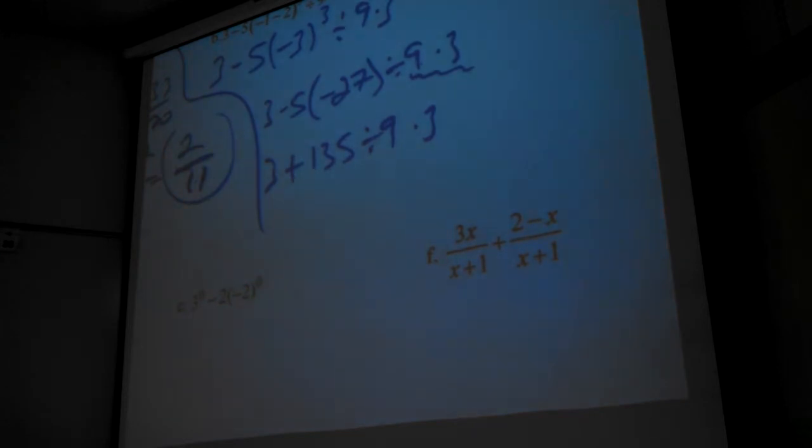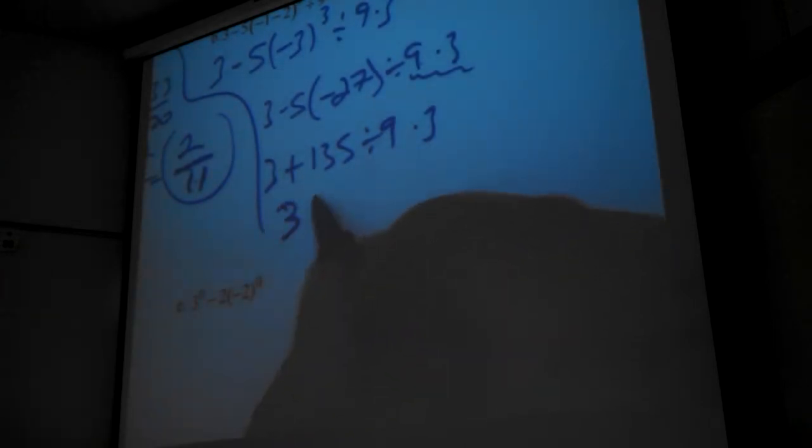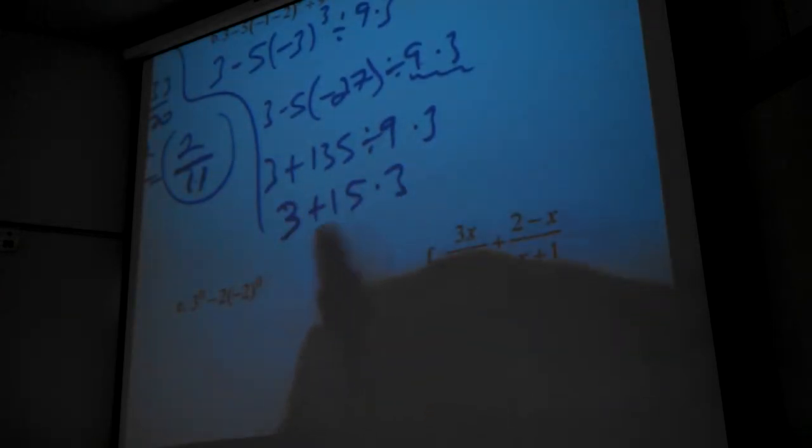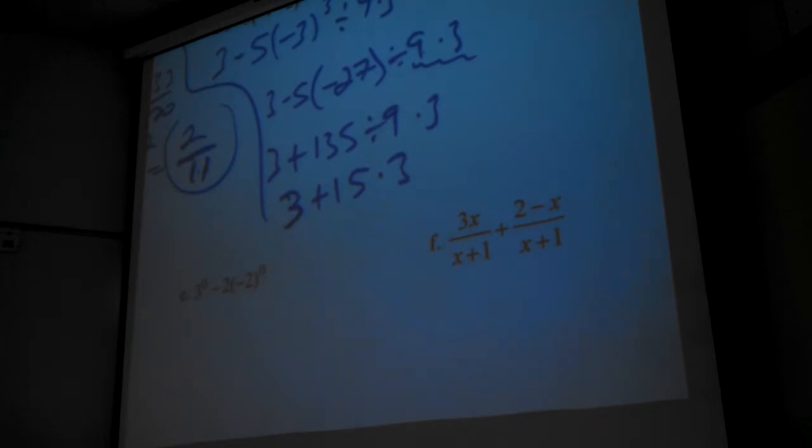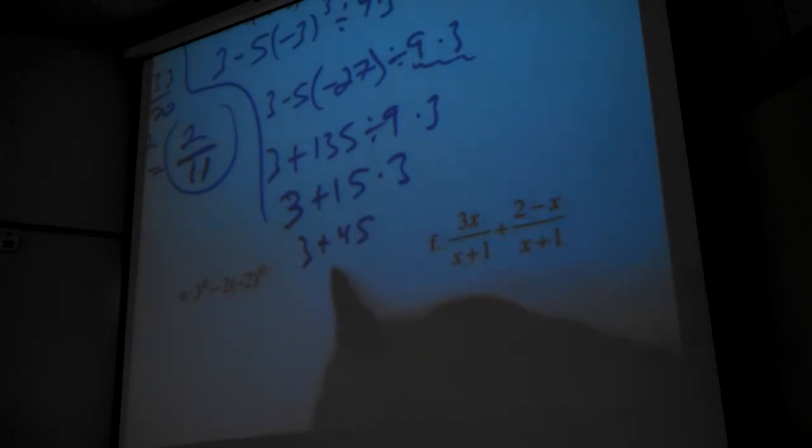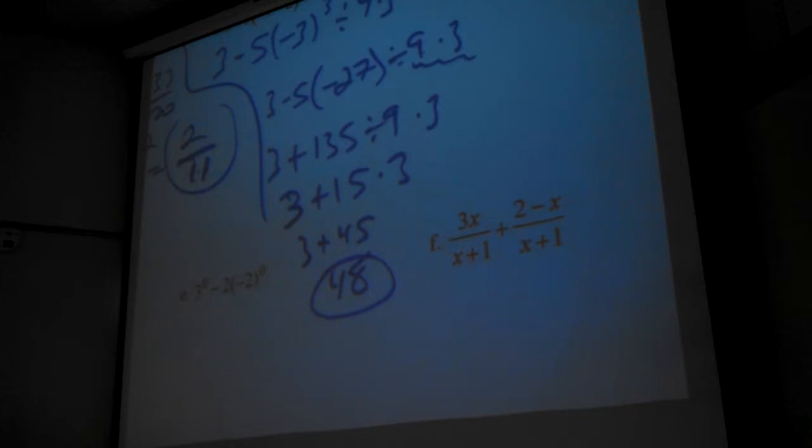Yeah, 15. All right, so 3 plus 15 times 3. What do I do next? 15 times 3. Good, 15 times 3. 45. 3 plus 3. So you get 48. So we got 48, good. If you didn't, make sure you can tell where you went wrong, and don't do that again.